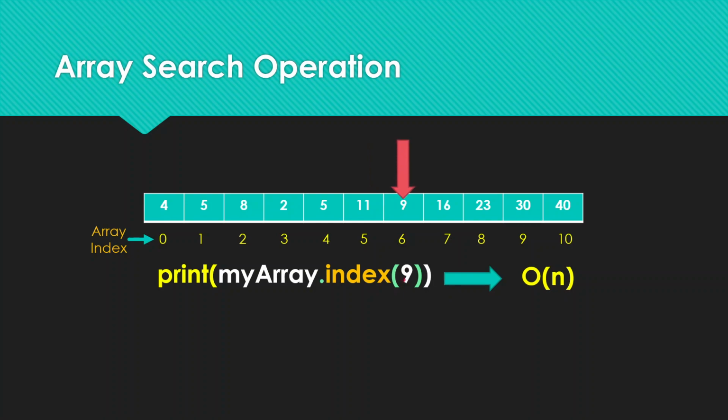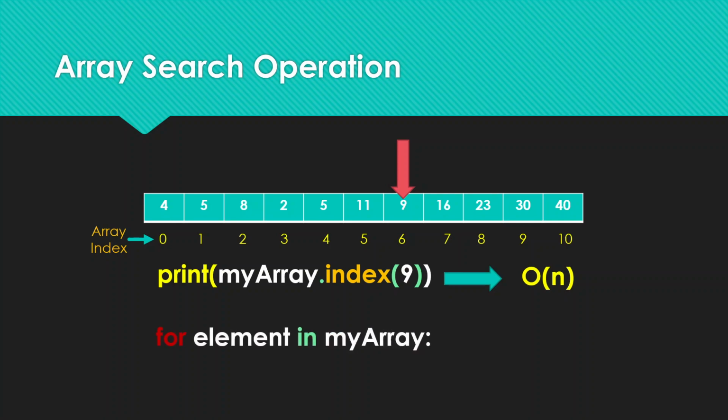So really, the time complexity for this particular operation is O of n, because it's going to search until the end. If it doesn't find the value by the time it gets to the end, then it returns a false, for example. So that is one way we can search values in an array.